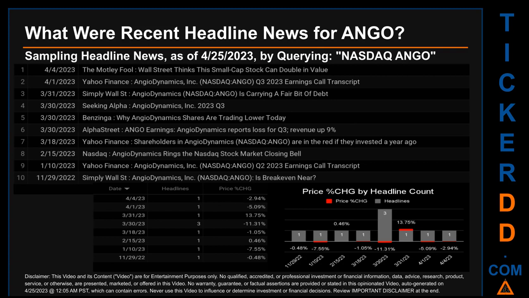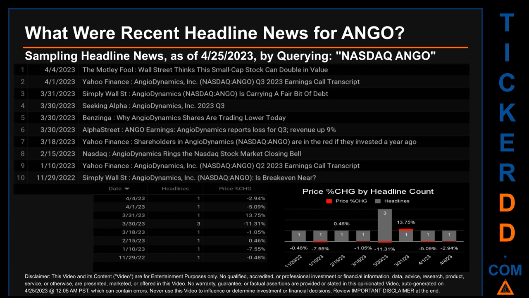Thursday, March 30, 2023 had the most headlines. It had 3 discovered headlines when Yahoo Finance published the headline that read, "ANGO Dynamics, Q3 2023 Earnings Call Transcript." Simply Wall Street published the headline that read, "ANGO Dynamics is carrying a fair bit of debt." Seeking Alpha published the headline that read, "ANGO Dynamics, 2023 Q3." Benzinga published the headline that read, "Why ANGO Dynamics shares are trading lower today." Alpha Street published the headline that read, "ANGO Earnings, ANGO Dynamics reports loss for Q3, revenue up 9%."